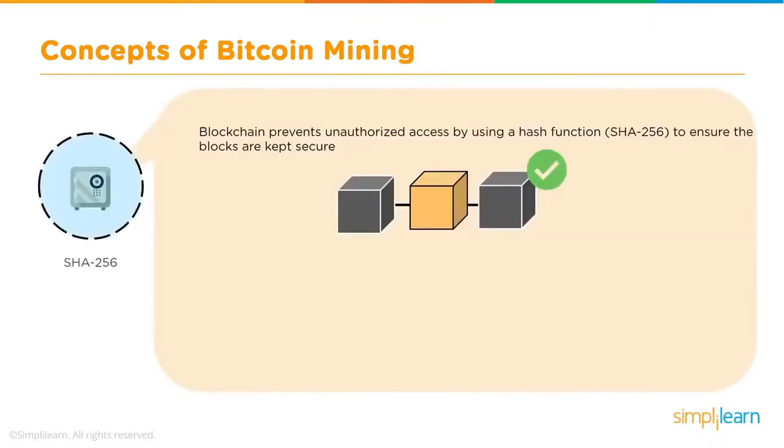SHA-256. Blockchain prevents unauthorized access by using a hash function called SHA-256 to ensure that the blocks are kept secure. They are digitally signed. Their hash value once generated cannot be altered.